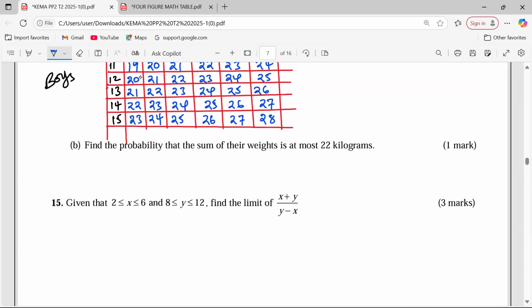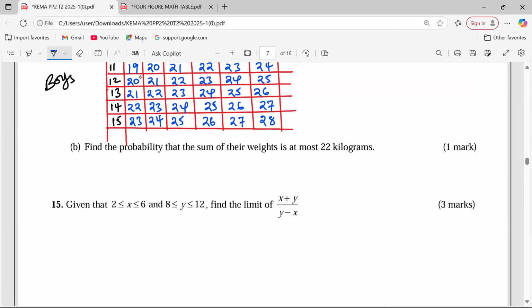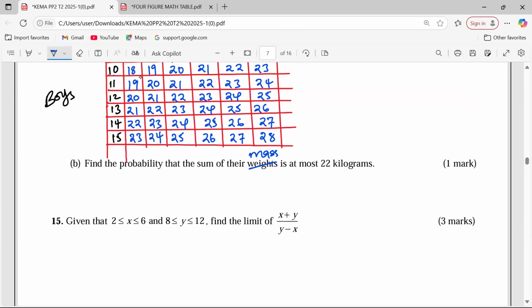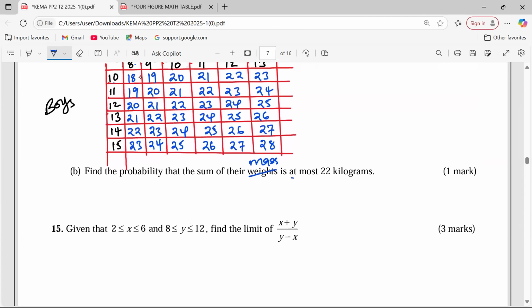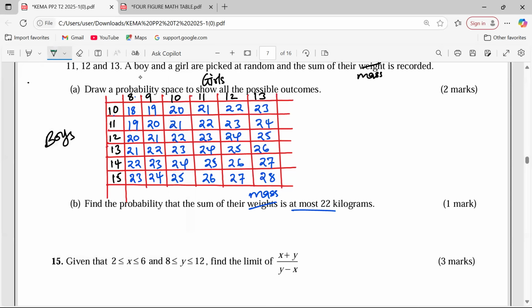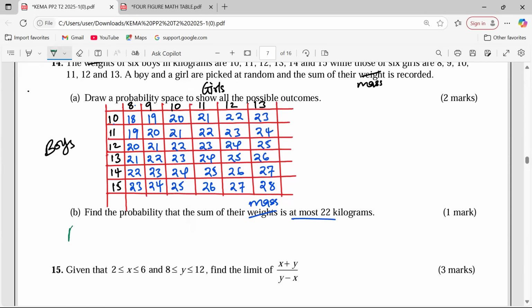Part B of this, find the probability that the sum of their weights, the sum of their masses, is at most 22 kg. At most means it can't go beyond 22. So 22 and below. So the probability of the mass being either 22 or below.